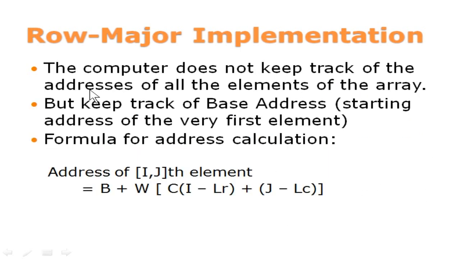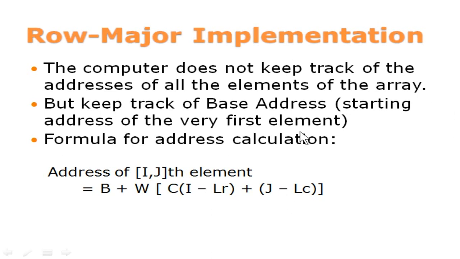Now, the address of the array elements will be stored in memory, but the computer does not keep track of all the addresses of the elements in the array because there is a lot of data. So what it does is keep track of the base address, that means the starting address of the very first element. Once it knows the first element's base address, you can calculate the address of the remaining cells. That means you can locate the other elements easily.